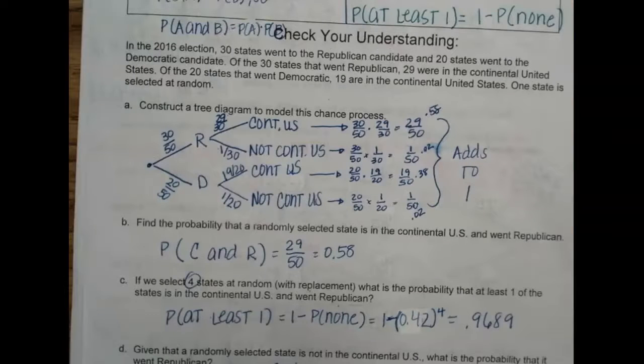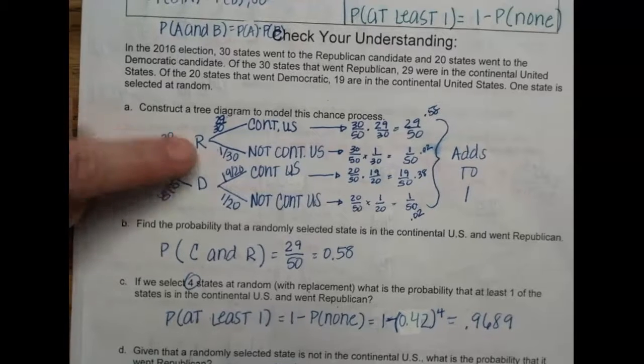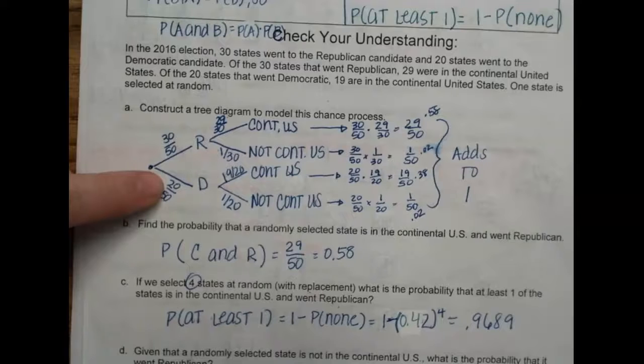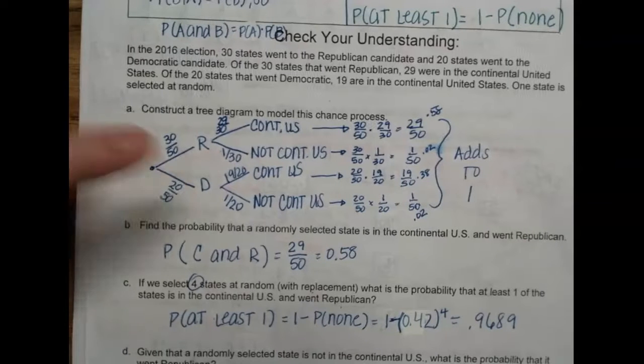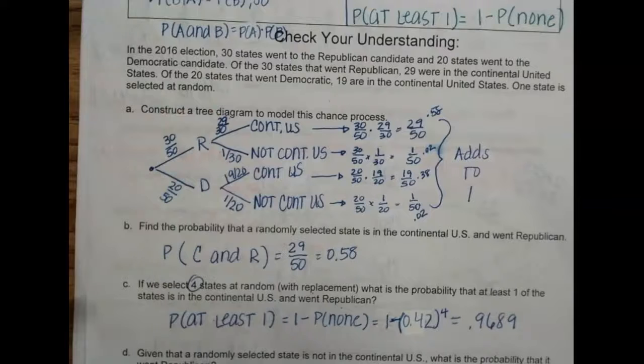All right, so let's see how you did. This one, the wording was a little complicated. It said 30 states went to the Republican candidate and 20 states went to the Democrat candidate. So I had Republican and Democrat: 30 of the 50 went to the Republican and 20 out of the 50 went to the Democrat. Then they gave us some more scenarios to split off from there.